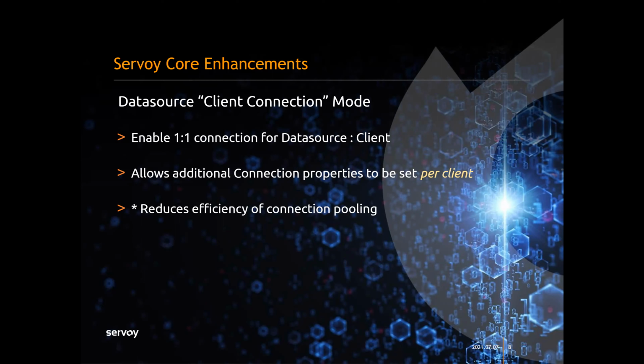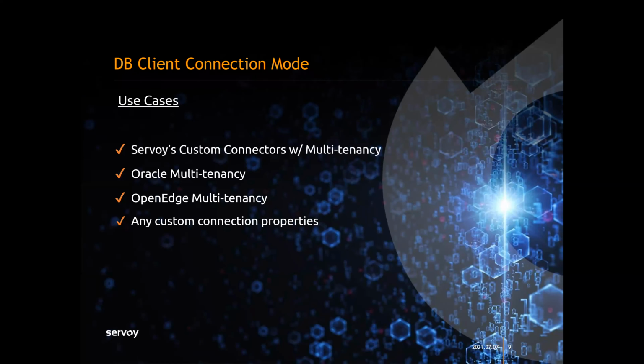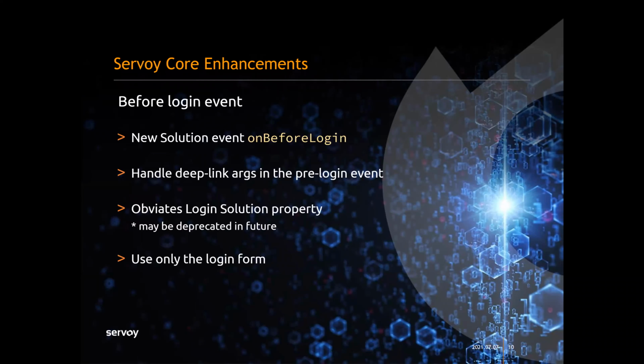I demoed the client connection mode just to explain that. We now enable one-to-one connections for a data source per client. This allows you to get really flexible with what you want to set for connection properties to a data source and have that be just for one client. You should understand that when you do this for a real database, it can reduce the efficiency you get from connection pooling. So keep that in mind if you have a really high number of users and you choose to use this for all of them. I mentioned the use cases, particularly any of our custom CData connectors, Oracle multi-tenancy, OpenEdge multi-tenancy. That's what we use that for.